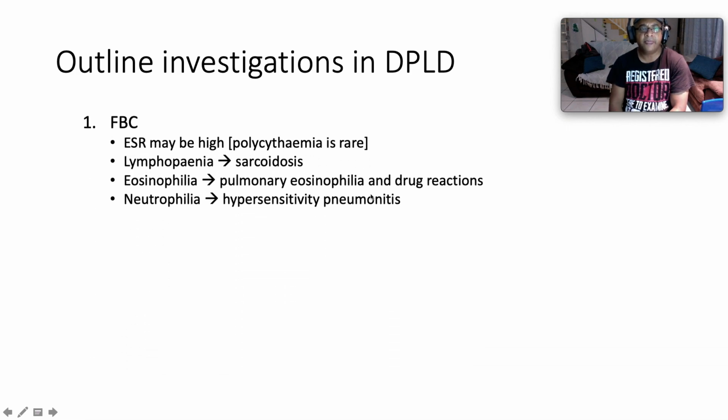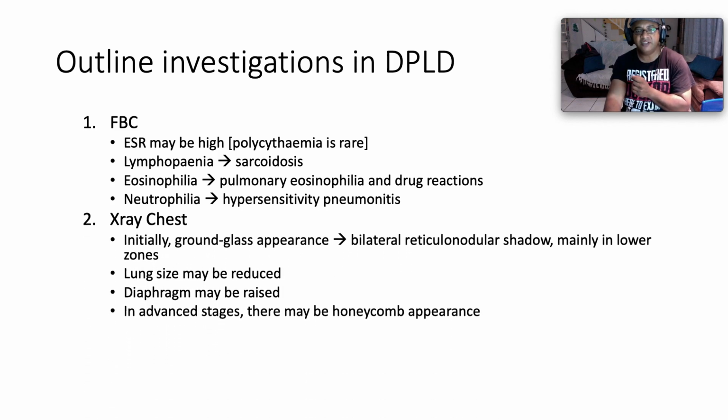Okay, so what are the investigations if you're suspecting diffuse parenchymal lung disease? First up, good to start with your hematological investigations, so a full blood count. Remember that this more than likely is an inflammatory condition, so erythrocyte sedimentation rate may be high, polycythemia somewhat rare. Okay, so you may have lymphopenia in the setting of sarcoidosis, which can cause immunoparesis, right? Eosinophilia, if you're thinking about pulmonary eosinophilia and drug reactions. Neutrophilia when it comes to hypersensitivity pneumonitis.